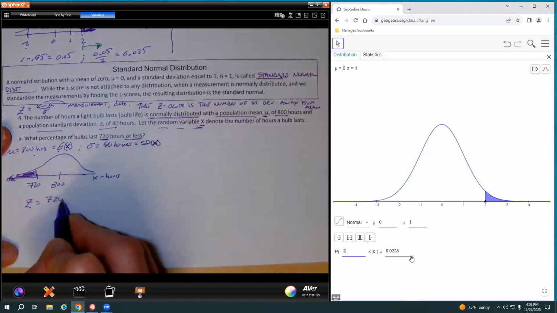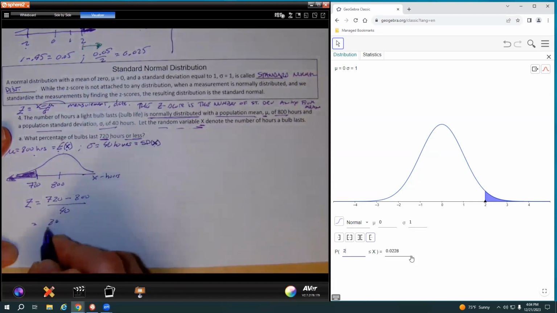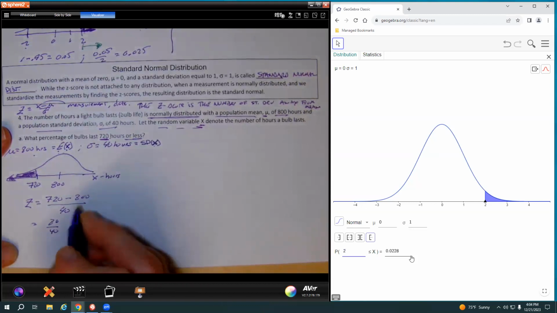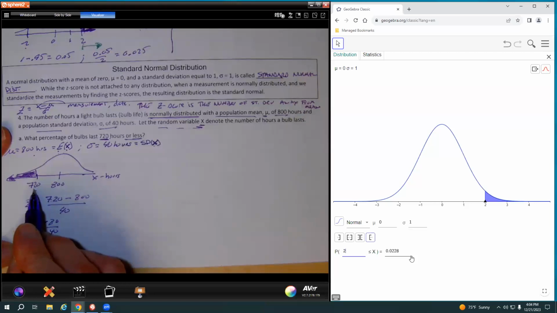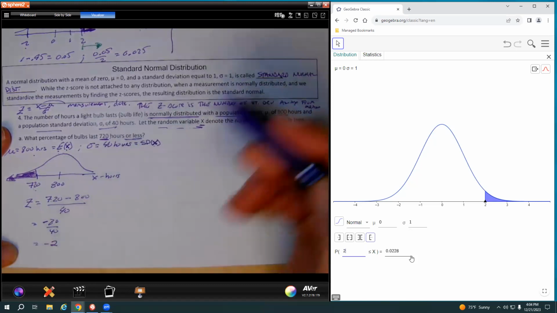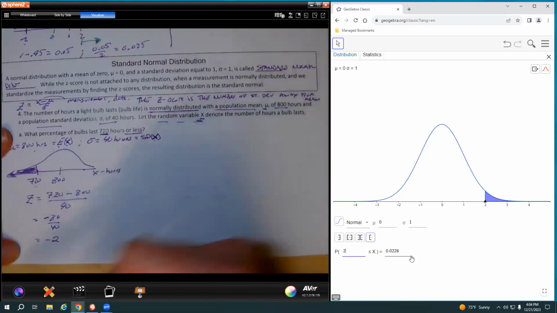I enter these values, and notice because I've written everything down, I can just easily find them. So I get 720 minus 800, and if I actually subtract it, I get negative 80. So again, direction is very important. It's to the left, so the z-score should be negative. So I get a negative 2. Hey, it's the same thing as before. Before, I was looking for 2 or greater. This is 2 or less.